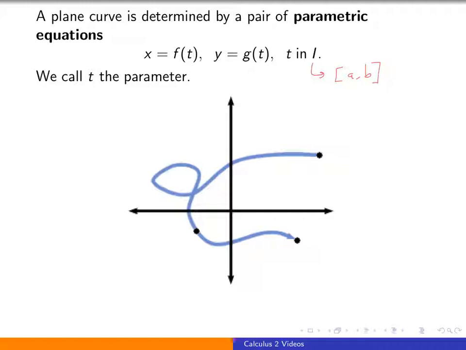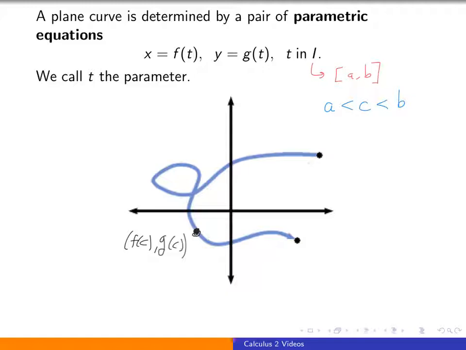And the idea is that for every value in this interval, there corresponds a point on the curve. So for example, if we know that, let's call it c, is some number between a and b, that will correspond to a point on our curve. The coordinates of that point would be f of c for the x value, because you're plugging in for the function representing x, and g of c for the y value, because you're plugging in for the function representing the y.